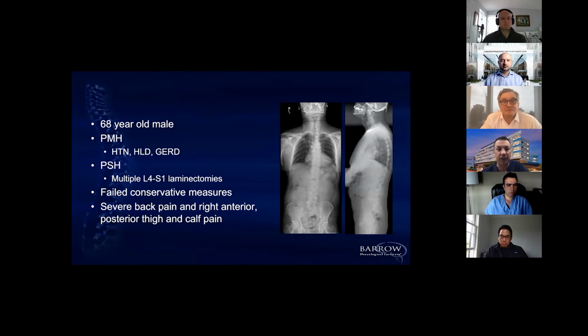Then I have one more case, and then we go over the questions. This is a little more challenging. This guy is a 68-year-old male. He has a past history of hypertension, multiple comorbidities, and previous laminectomies, and he failed all conservative treatments. He has severe back pain and anterior thigh pain.